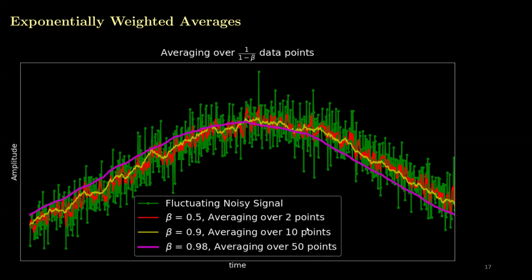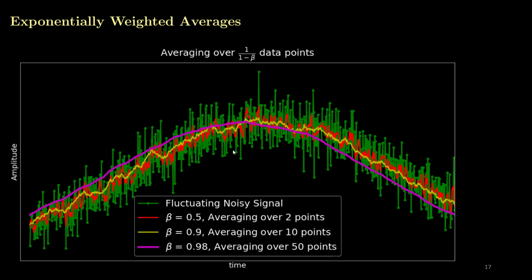Now, if we want to further smooth the signal, we have to increase the data points over which we take the average. So if I put beta equal to 0.98, it means I am going to take the average over 50 points. Now you can see the purple signal here. This purple signal is the best signal. It has almost no observable fluctuation in the vertical direction, and all its movement is towards the horizontal direction.